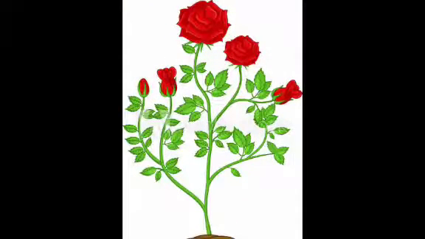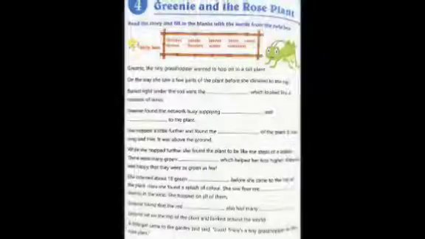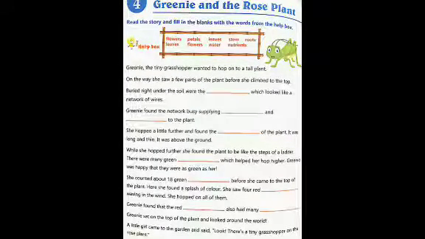Greenie, the tiny grasshopper, wanted to hop onto a tall plant. Greenie is a tiny grasshopper who wanted to hop on a tall plant. Greenie wanted to climb to the top. So on the way, she saw a few parts of a plant before she climbed to the top.